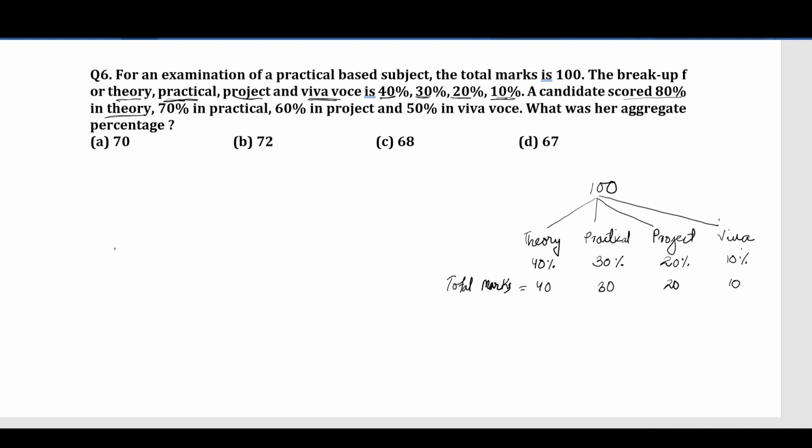In theory the score is 80%, so 80 by 100 into total marks. Total marks in theory is 40. So there is 80 by 100 into 40, the zeros cancel, and we get 32 for theory.